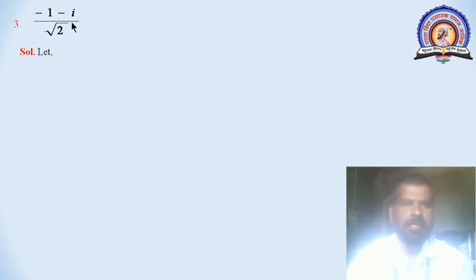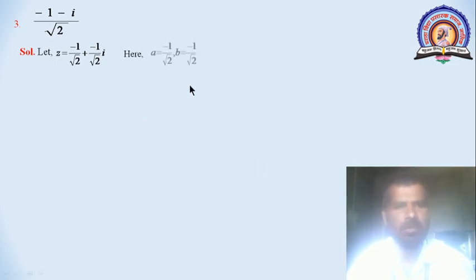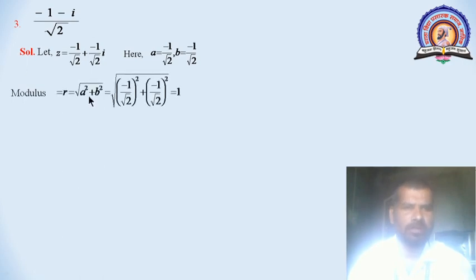minus 1 minus i upon root 2. So we will separate the denominator again. z is equal to minus 1 upon root 2 plus minus 1 upon root 2 i. Comparing with z is equal to a plus ib, here a is equal to minus 1 upon root 2 and b is equal to minus 1 upon root 2. The modulus of z, r is equal to under root of a square plus b square. Put the value of a and b here, you will get r is equal to 1.